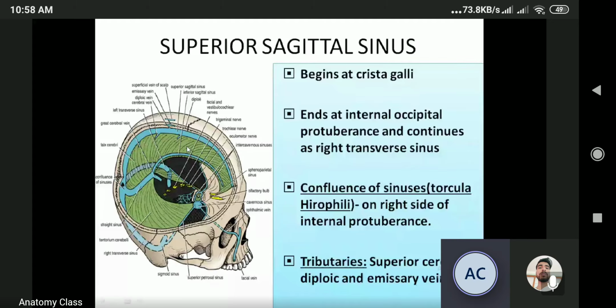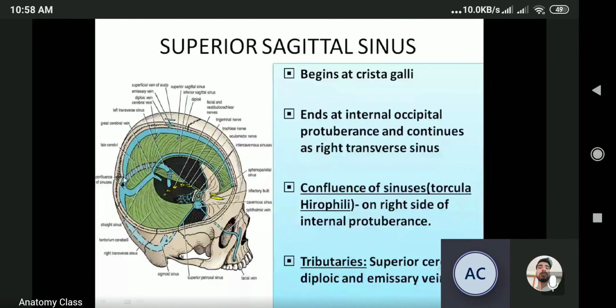Okay, so this superior sagittal sinus is present along the superior attached margin of this falx cerebri, which begins at the crista galli, where the anterior attachment of falx cerebri is, a bony projection of the ethmoid bone. So it begins right from the crista galli along the upper attached margin of falx cerebri, and it ends at the internal occipital protuberance, which corresponds externally with the external occipital protuberance.